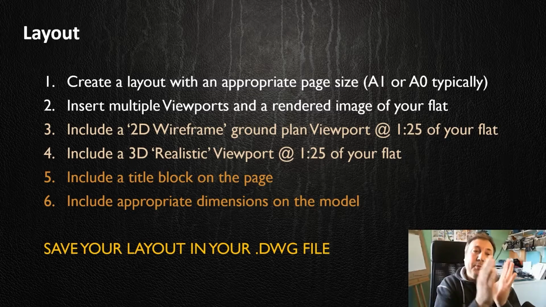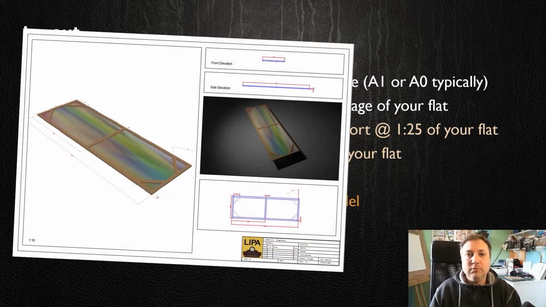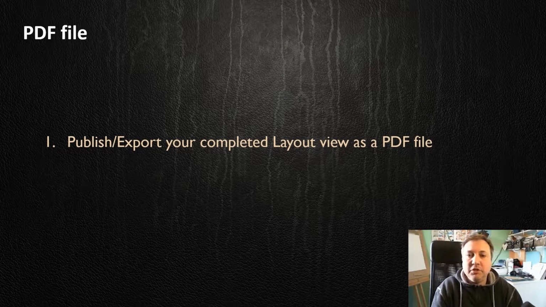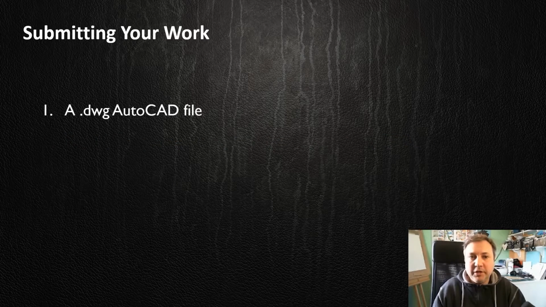So that's a DWG with a model space and a layout, all set up, ready to go, ready to be exported to PDF. So that's the first thing you're going to need. And the layout will look something like this by the time you're done today, okay? It doesn't need to look exactly like that, but something very similar. Then the PDF you're going to export or publish, and you're just going to create that and send that in for submission as well. So submitting your work, you're going to have a DWG AutoCAD file and you're going to have a PDF.